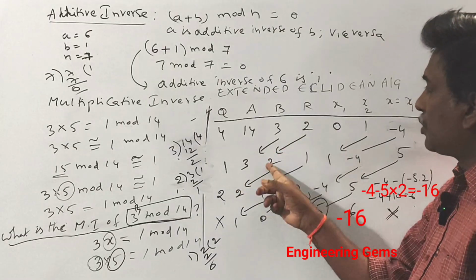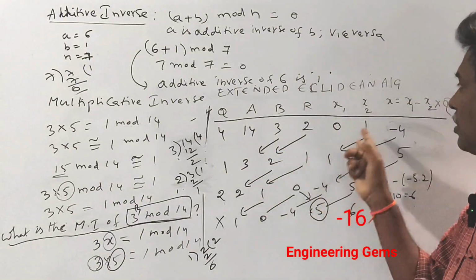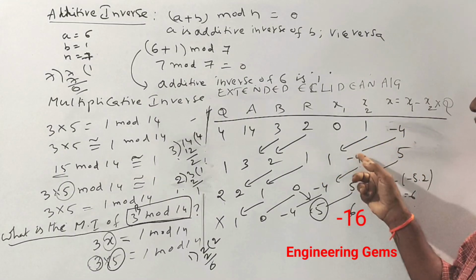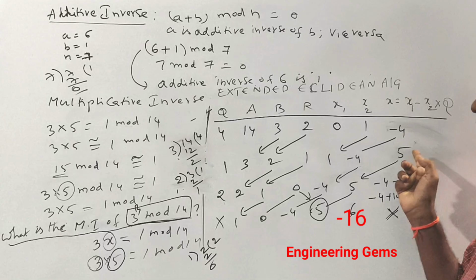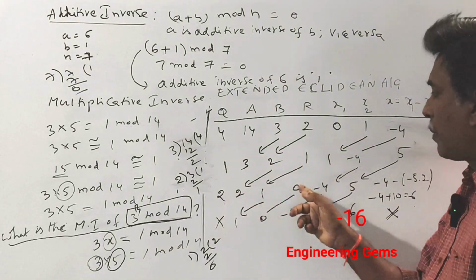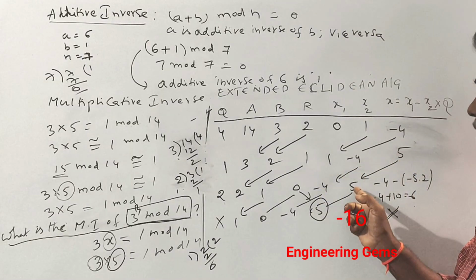Now 3 is shifted here, 2 is shifted here. 3 divided by 2, the coefficient is 1, the remainder is 1. Now 1 is shifted here, minus 4 is shifted here. 1 minus minus 4 into 1 means 5. Now 2 is shifted here, 1 is shifted here. 2 by 1, the coefficient is 2, the remainder is 0. Now minus 4 is shifted here, 5 is shifted here.